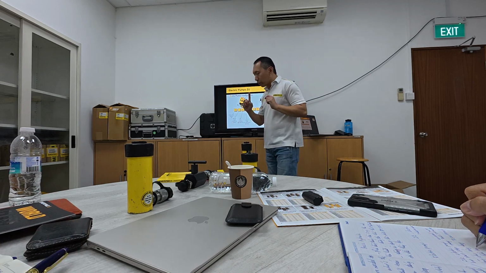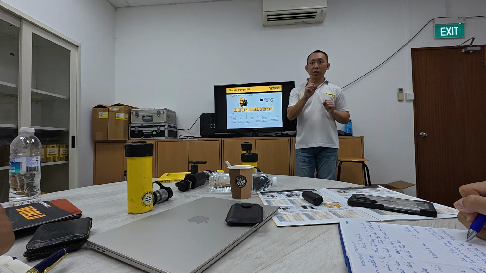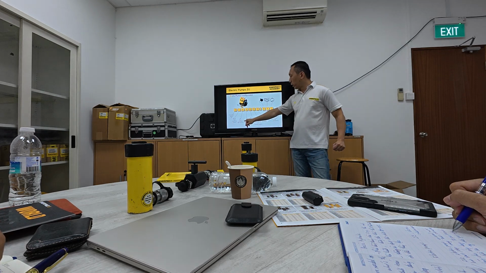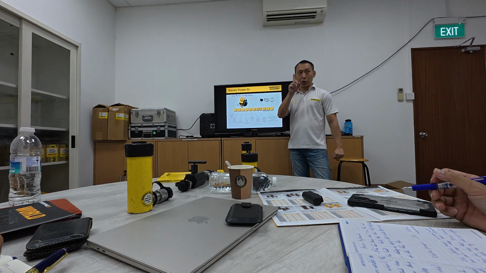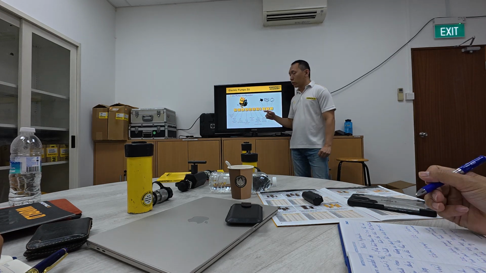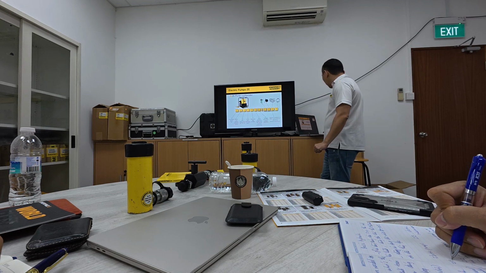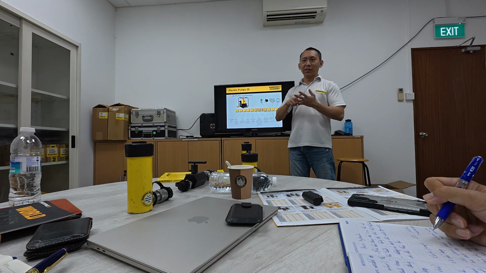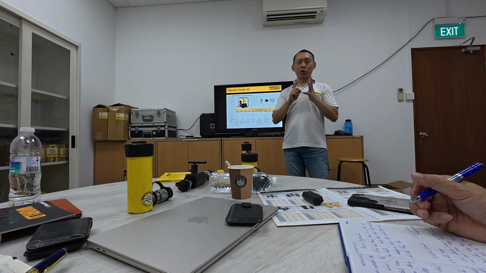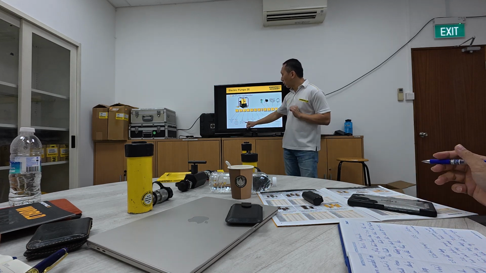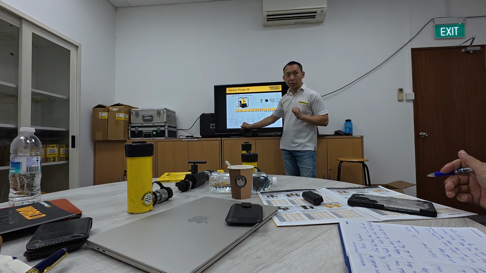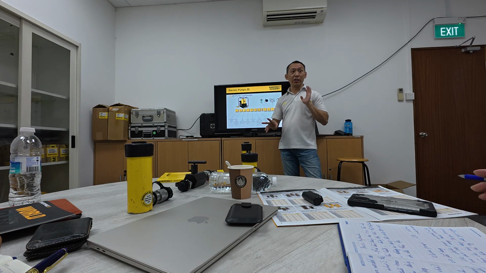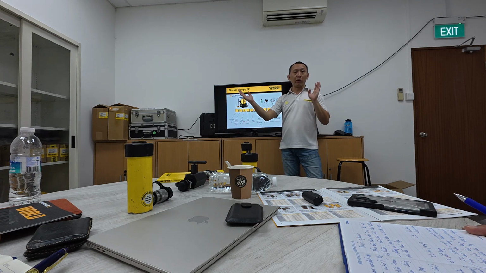For ZU, we only have one model, the ZU4, only one flow, 1 liter per minute. For ZE, we have ZE2, 3, 4, 5, 6. Each flow will be different. The highest flow is ZE6 and the slowest flow is ZE2, so we have a wide range of applications.